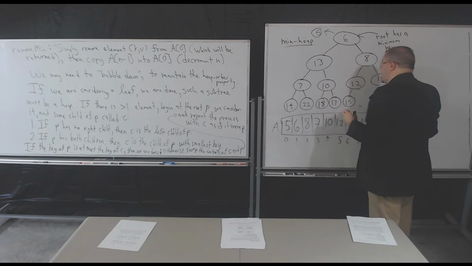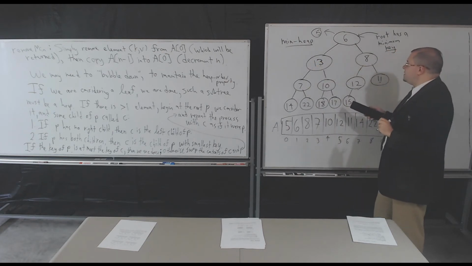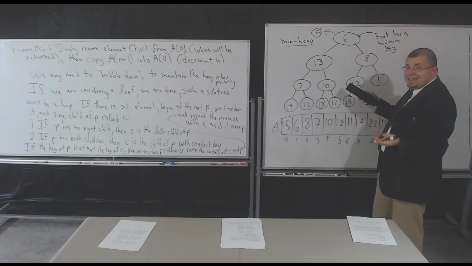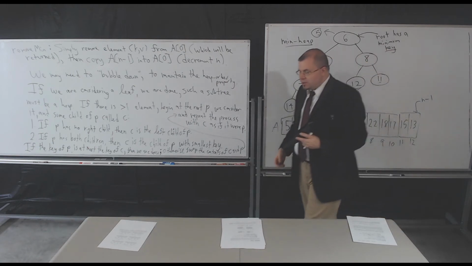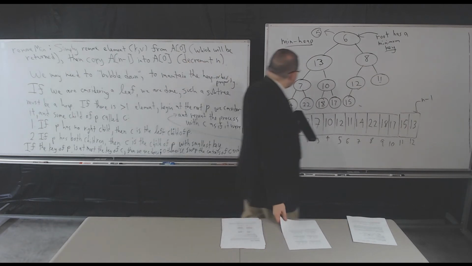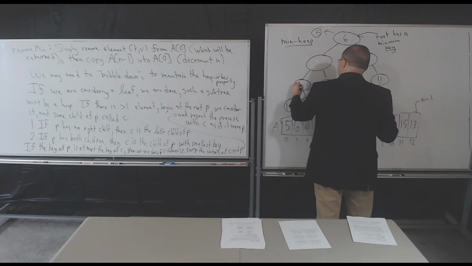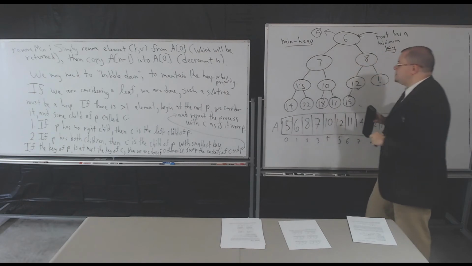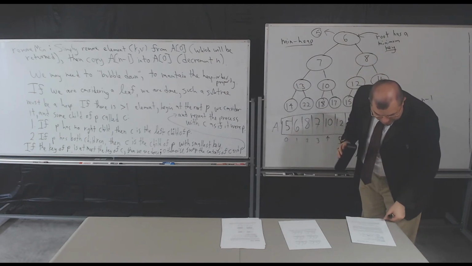Now, I have two children still, right? I have 7 and 10. Okay, 13 is indeed bigger than both my kids. So I have 2 of them, so I just pick the smaller of the 2. So what do I need to do? I need to swap 7 and 13. So 13 goes here, 7 goes here. I continue the bubbling down.